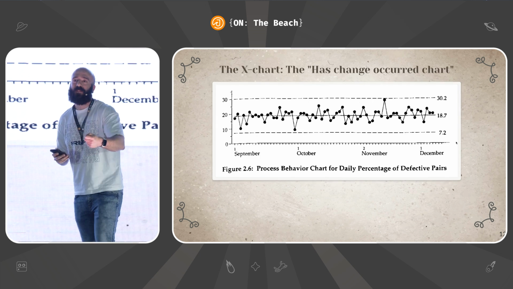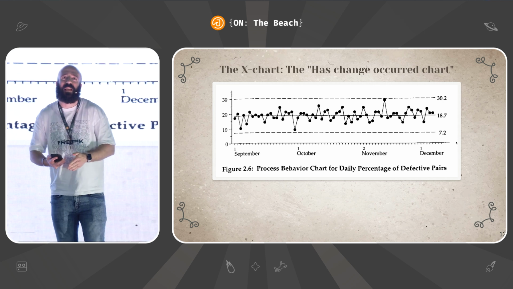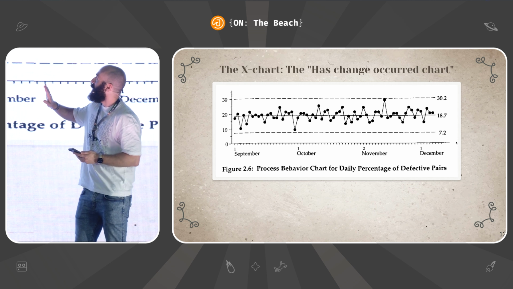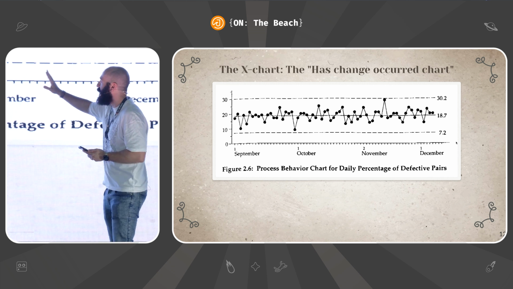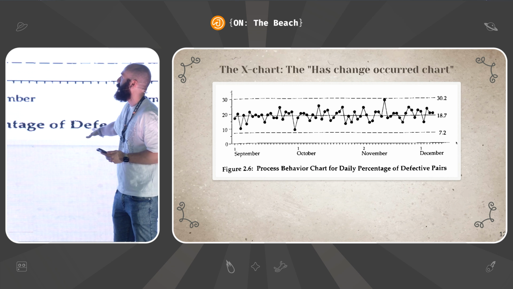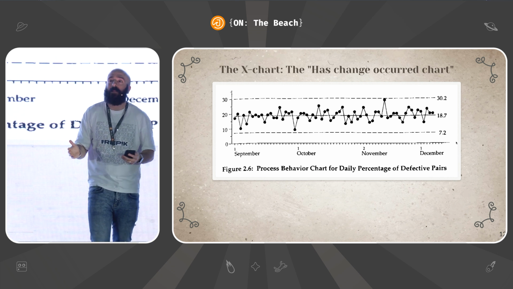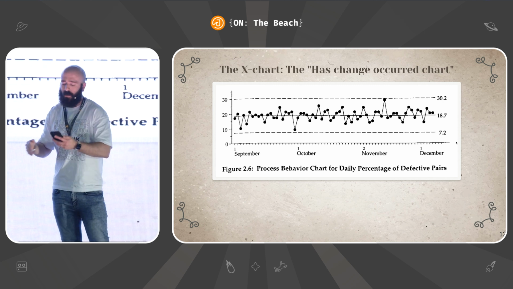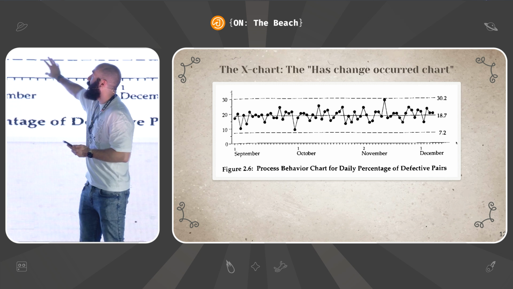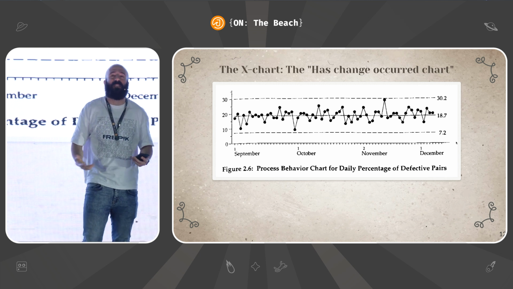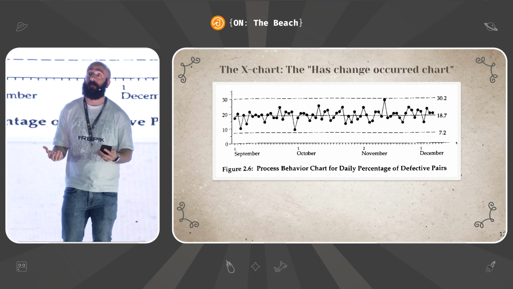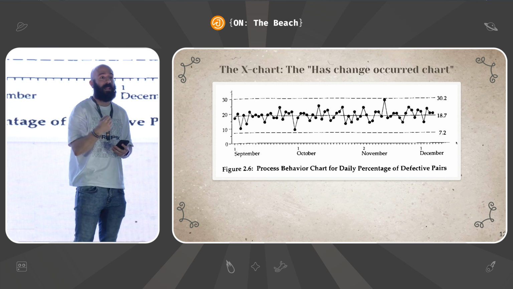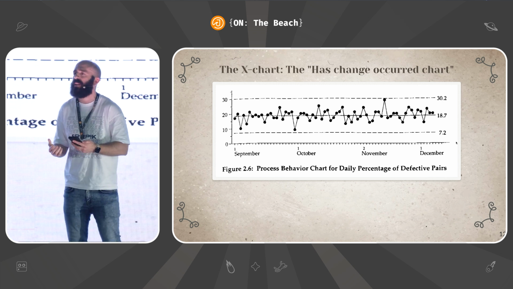And what does he offer to distinguish that routine variation from the exceptional variation that we should be focusing on? He shows us the X chart. He calls it the "has change occurred" chart. It's just your typical line chart, but with some limits computed, an upper and a lower limit and a middle line, so that everything between the limits is considered routine variation. It's the variation that you should expect. Nothing is happening really, but if you see points outside, then something exceptional is happening, and it's worth your time to research what is happening.